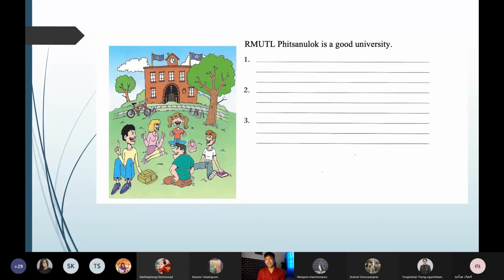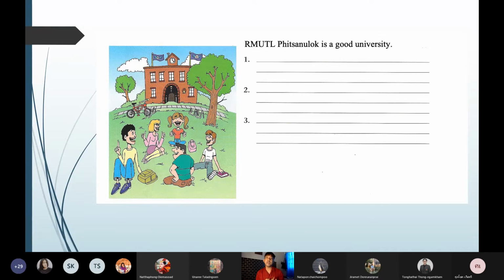Okay. Hello, good morning, everyone. Let's say good afternoon. Okay. Hello, good afternoon, everybody. My name is Mr. Ruben H. Esteban. I am a student at RMUTL Pitsanulok, and my major is plant science. I am a third-year student. Today, I'm going to talk about RMUTL is a good university. This topic is important for you so that you will know more about RMUTL Pitsanulok. Okay, I am going to speak 3 points.